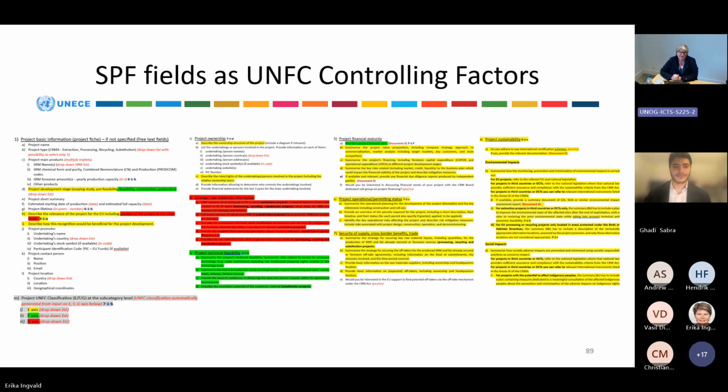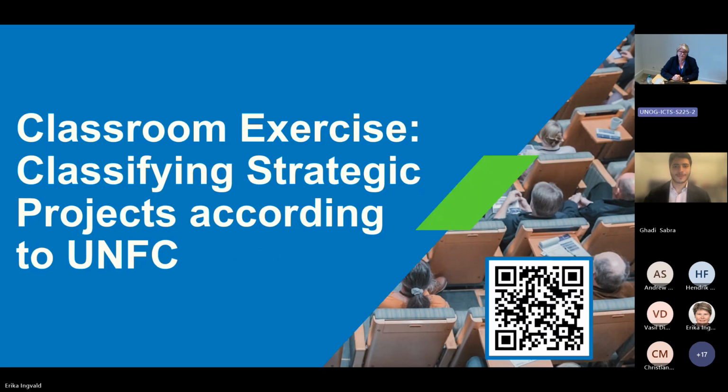And this table is to help you navigate the strategic project application form fields, so that you know what to use where in the UNFC classification. You can, of course, do it straight up as well, but this is a little bit of help if it's the first time you do this. So I think I'll stop there.